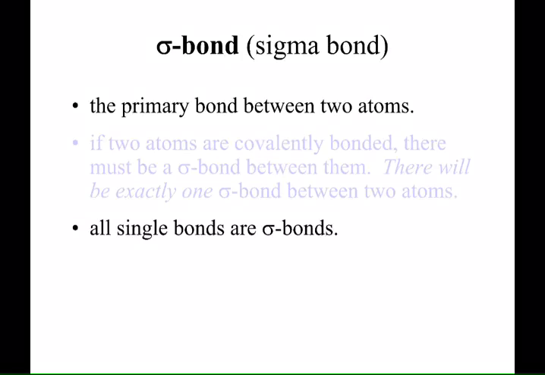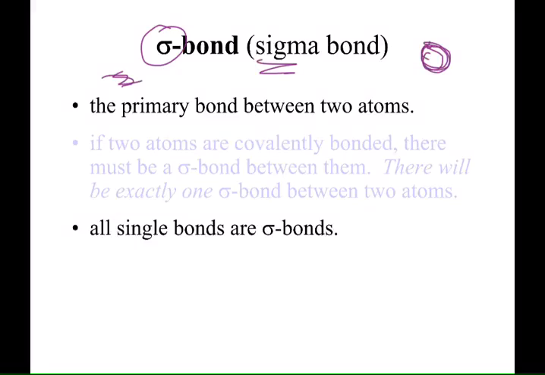If you're not familiar with the sigma, it's spelled this way. It's a Greek letter, and you're going to want to be able to interpret it or even draw it. It kind of looks like an O with a kind of hat. That's the Greek letter sigma.